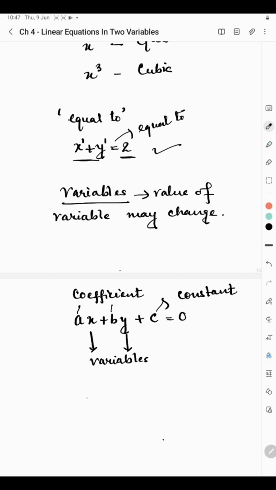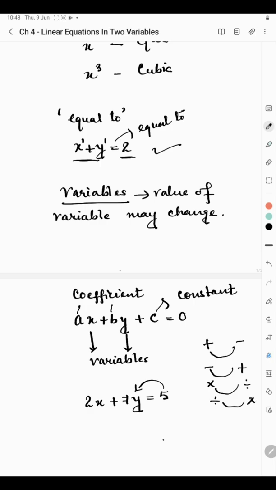For example, we have 2x plus 7y is equal to 5. Okay. Now, if you want to write in the form of ax plus by plus c, then we will take this constant to the left hand side. We know that if any number is carrying a plus sign, after changing side it will be minus, minus will be plus, into will be divide, and divide will be into.